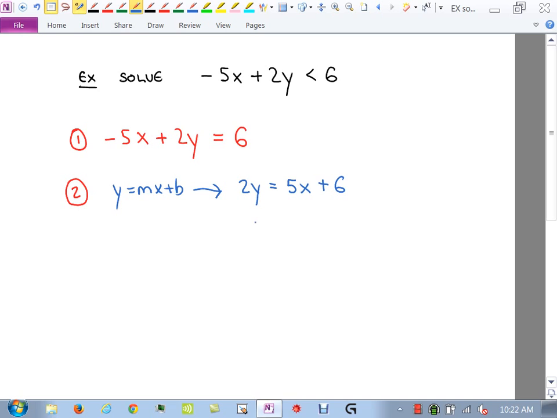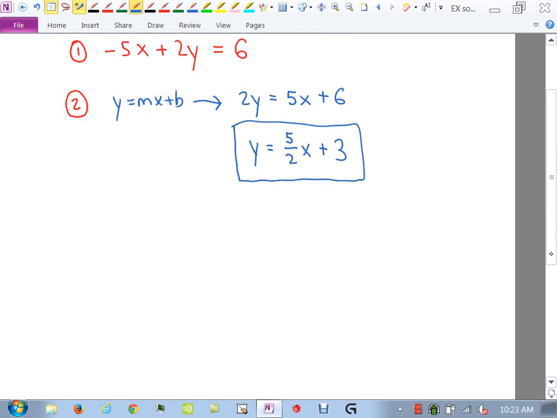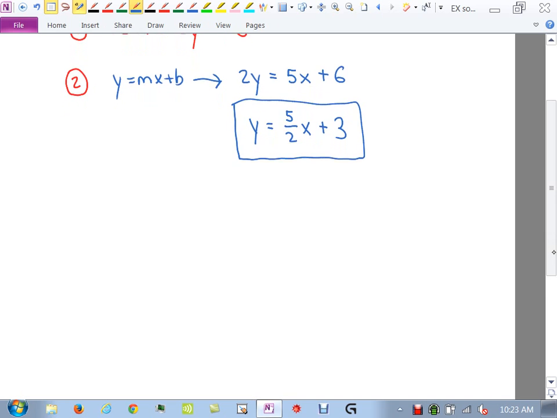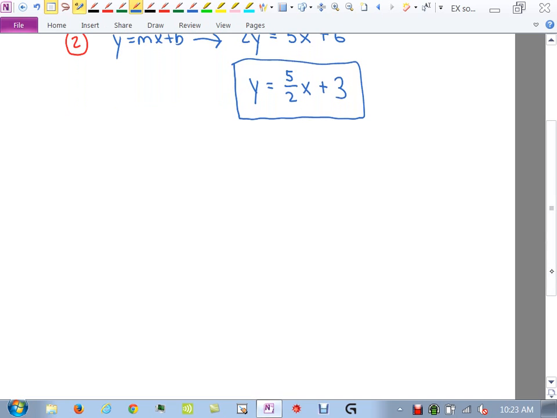Divide by 2 on everything, right? So it becomes 5 over 2x plus, what's 6 divided by 2? 3. Does everyone see I have y equals mx plus b? Yes? Remember, m here for us is 5 over 2. B is 3. How do I graph that now?